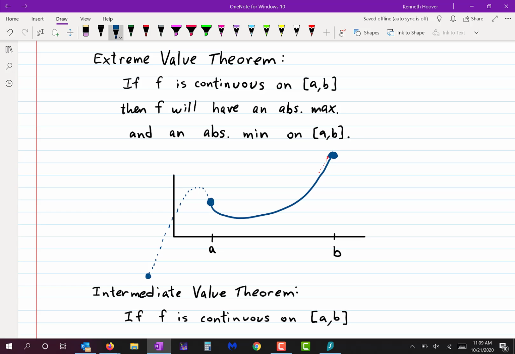So when I say if f is continuous on the closed interval from a to b, then f will have an absolute max and absolute min on the closed interval from a to b, I don't mean that the absolute max and min of the whole function is necessarily somewhere between a and b. I'm saying that if you only look at the part between a and b, then that part will have its own absolute max and absolute min. All right, let's get back to the intermediate value theorem here.